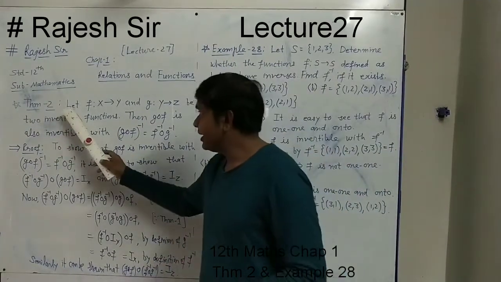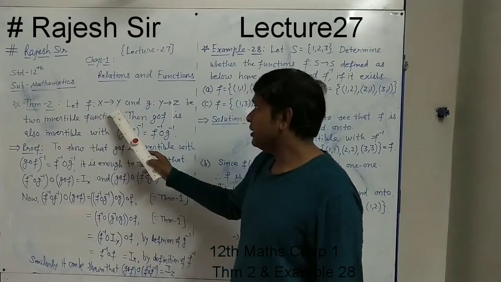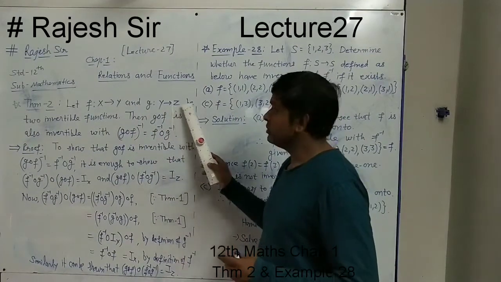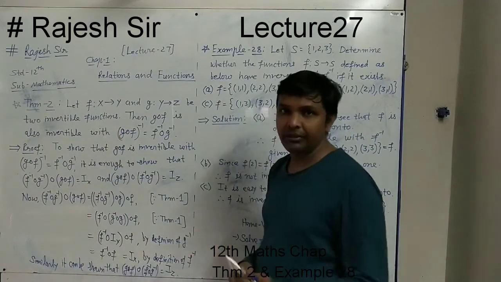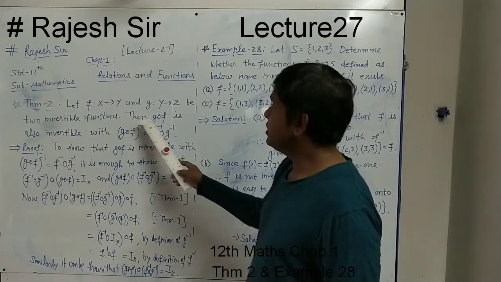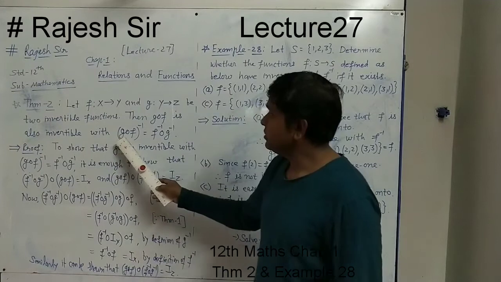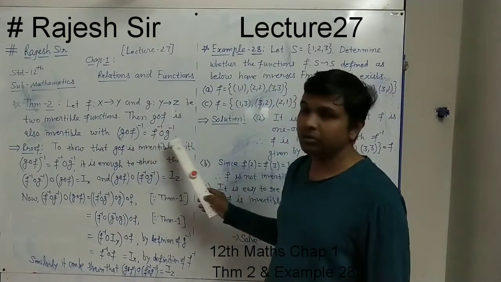Theorem 2: let the function f be from X to Y and another function g be from Y to Z, two invertible functions given, f and g. Then g of f is also invertible, with (g of f) whole inverse equal to f inverse of g inverse. This we want to show.